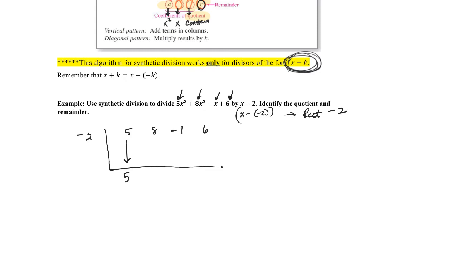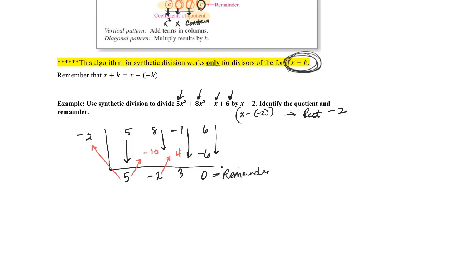5 just comes straight down. Then I multiply 5 times -2, and that's what goes here. So 5 times -2, of course, is -10. Again, add down. 8 minus 10 is -2. Multiply -2 times that value. Okay, -2 times -2, that's +4. Add down, -1 plus 4 is 3. 3 times -2 is -6. Add down, -6 plus 6 is 0. 0 is the remainder.